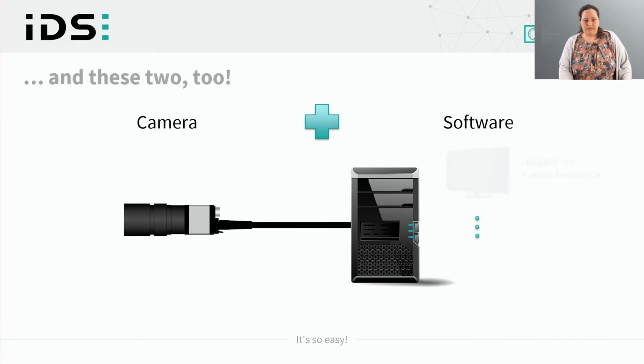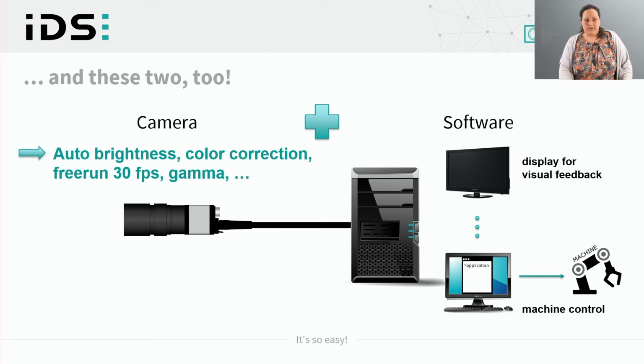But this is a vision application too. The software behind can differ. For example, you can have just a display for visual inspection. There we talk about auto brightness or color correction, free runs for 30 FPS or similar, gamma and things like that to optimize the visual experience of the camera image.